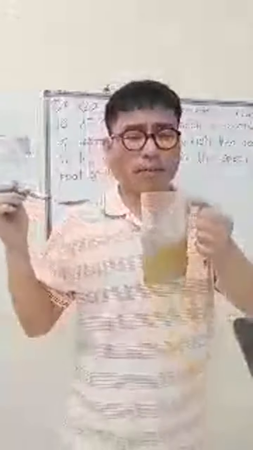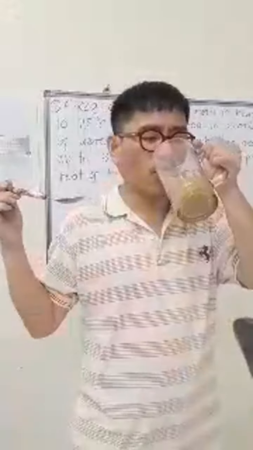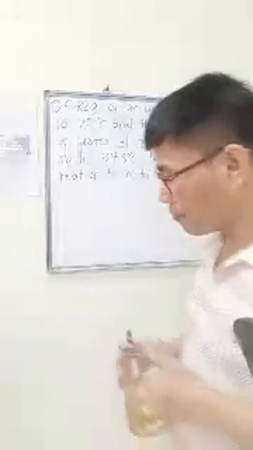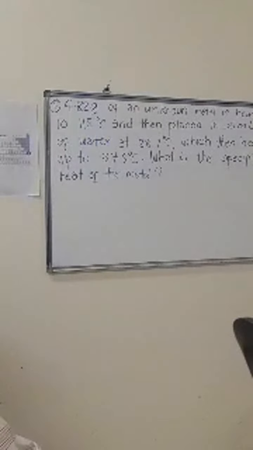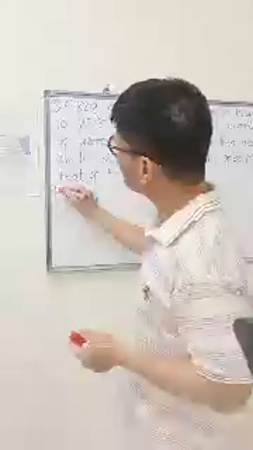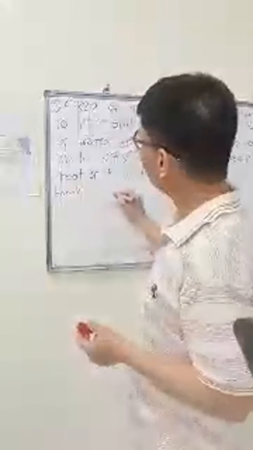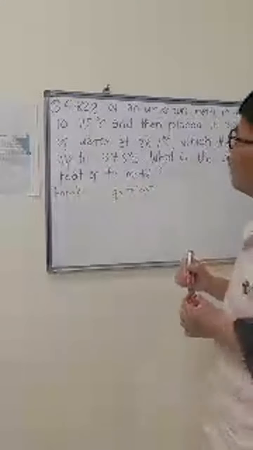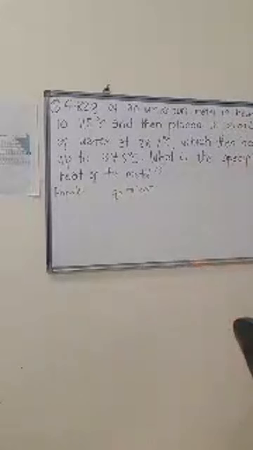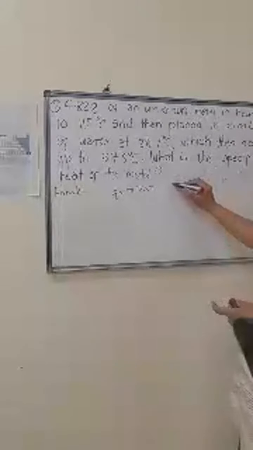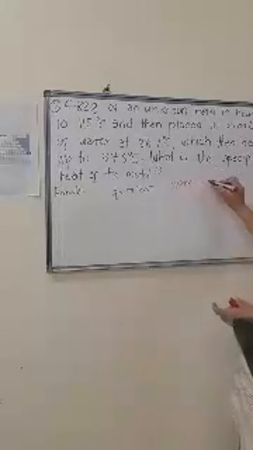Diba? So, isang formula sa specific heat. Okay. So, we can use this formula. Formula Q is equals to m c s delta T. Okay. And then we have two substances here. Okay. We have the water and the other one is unknown metal. Water and metal. So water and metal.